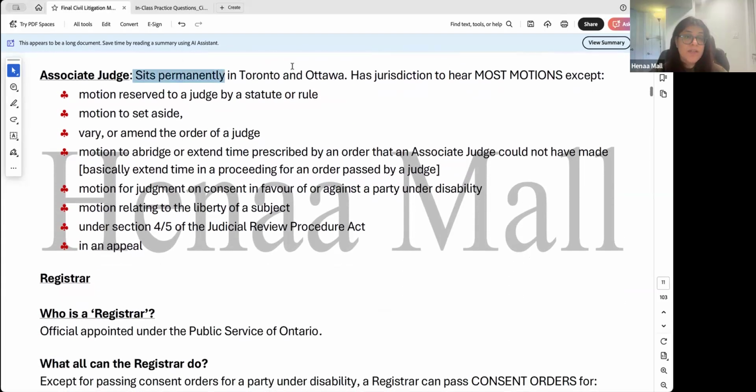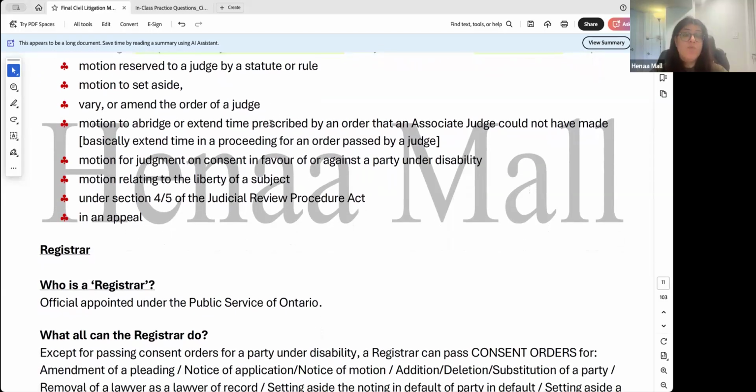Associate judges sit permanently in Toronto and Ottawa. They have the jurisdiction to hear most motions, except a motion reserved to a judge by a statute or a rule, a motion to set aside an order that has been passed by a judge, a motion to vary an order that has been passed by a judge, and a motion for judgment on consent in favor of any party under disability. If it concerns the rights and interest of a party under disability, the matter, as a thumb rule, will always go before the judge. It will never go before an associate judge. A motion relating to the liberty of a subject, any judicial review issue, and any motion to file an appeal will also not go before the associate judge.